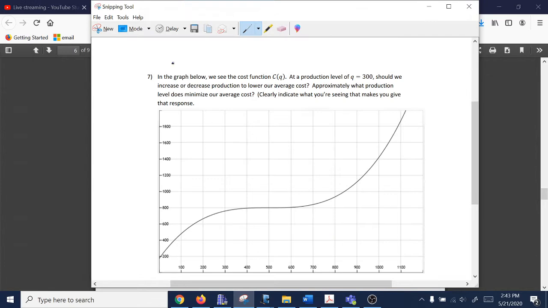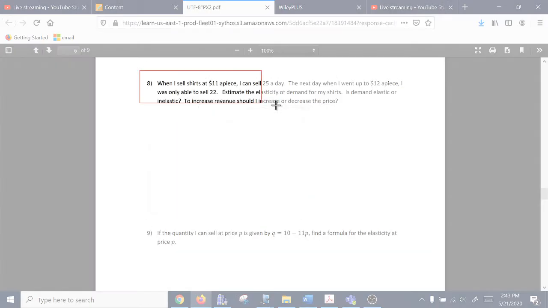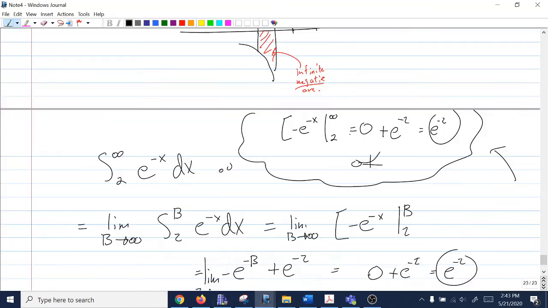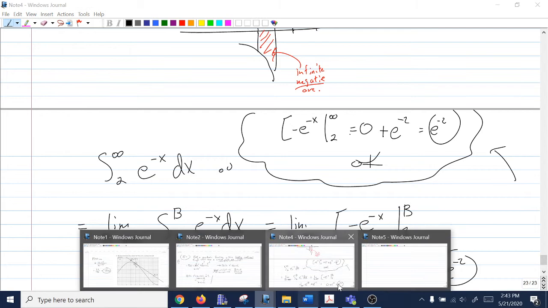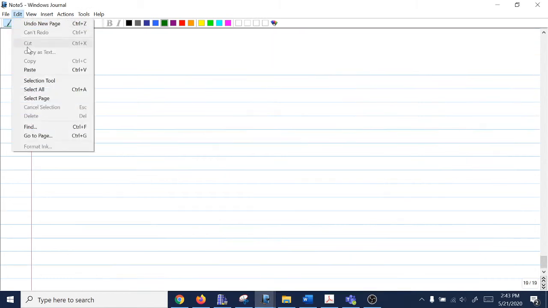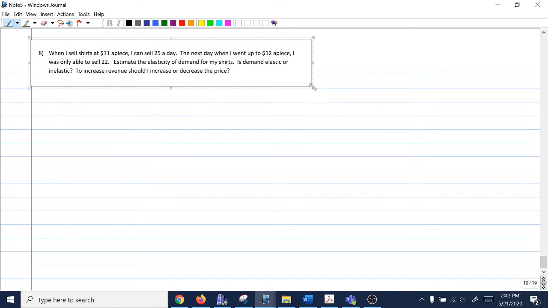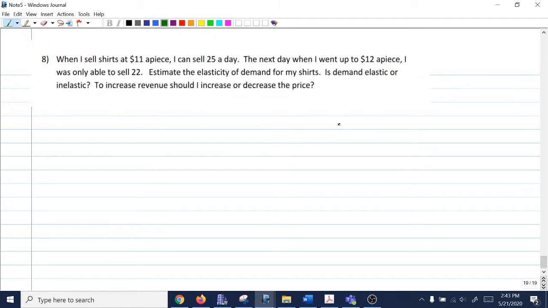Let's talk about elasticity. When I sell at $11 a piece, I can sell 25 a day. The next day, if I sell at 12 a piece, I only sell 22. Estimate the elasticity of the demand.